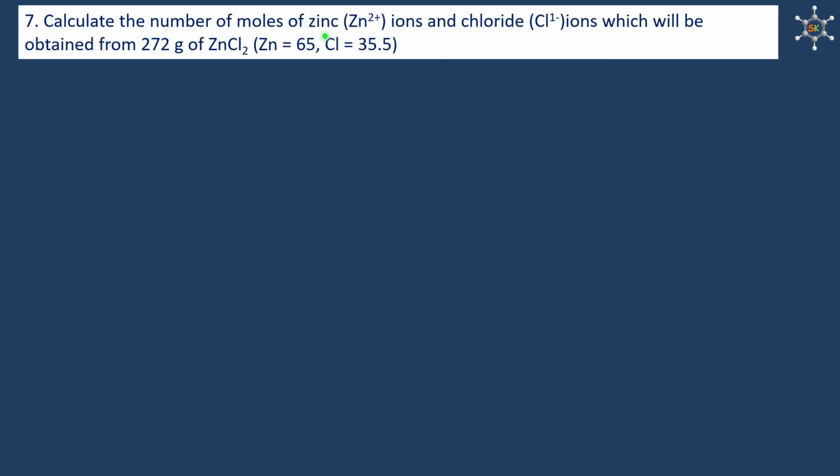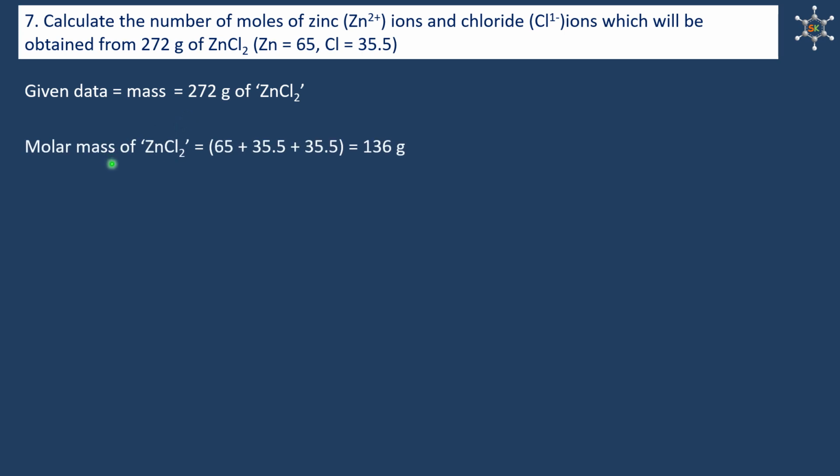Calculate the number of moles of zinc ions and chloride ions which will be obtained from 272 gram of zinc chloride. To find out these unknowns, first we have to find out number of moles of zinc chloride present in 272 gram of zinc chloride. Given data is mass, that is equal to 272 gram of zinc chloride. Molar mass of zinc chloride is 65 because 1 zinc is present, plus 35.5 twice because 2 chlorine atoms are present. This gives us 136 gram.